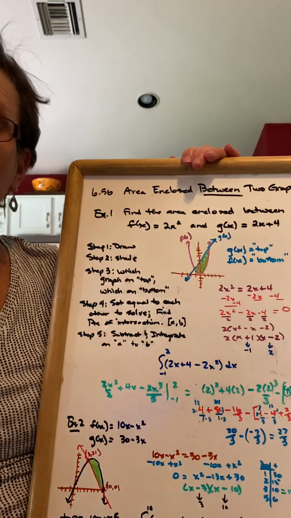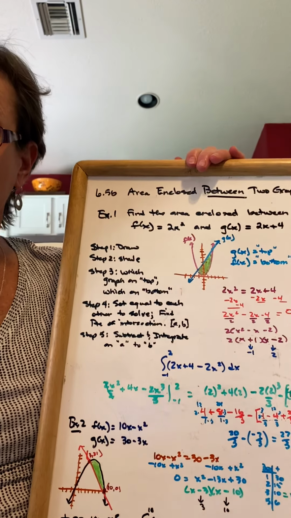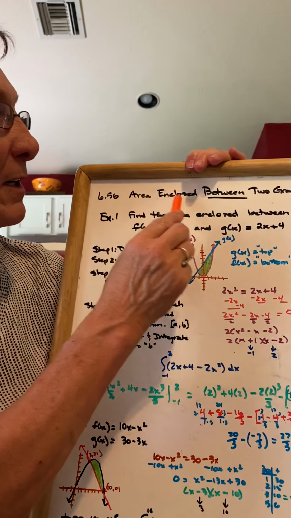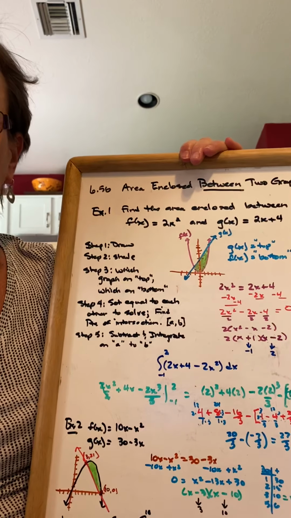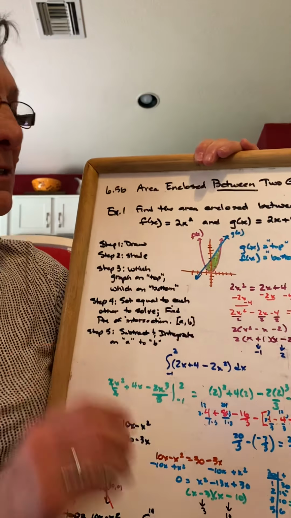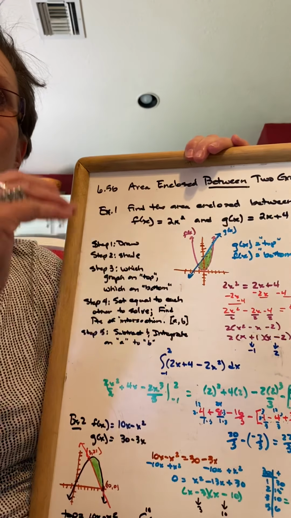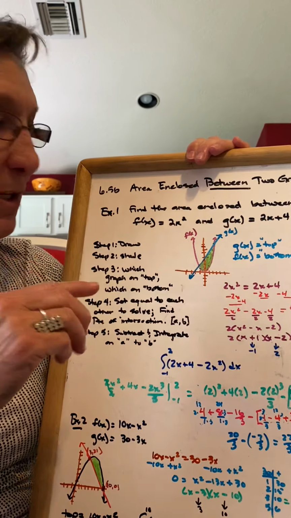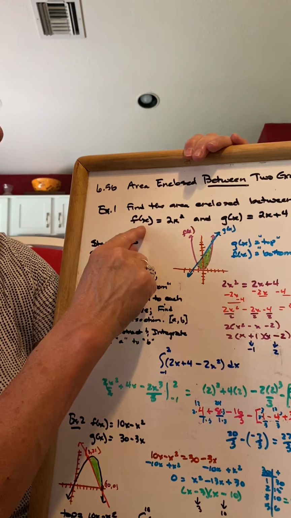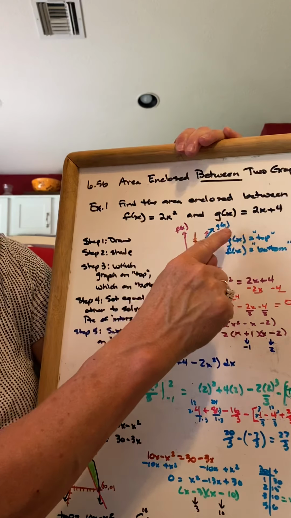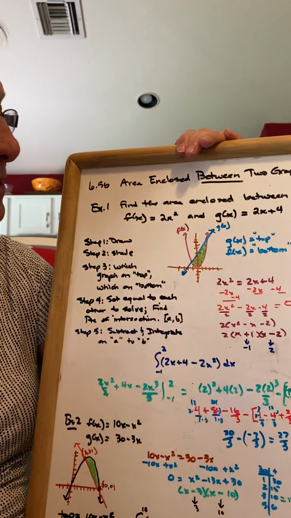Hello. Let's get started and do the rest of 6.5, which I called 6.5b, area enclosed between two graphs. All right, so we're going to find the area enclosed between two graphs. Before, we found the area between the curve and the x-axis. Now we're going to do between two graphs. So we have the functions f of x equals 2x squared and g of x equals 2x plus 4.